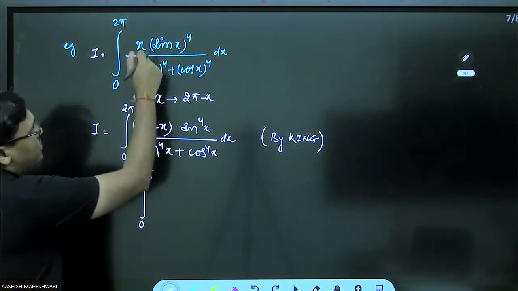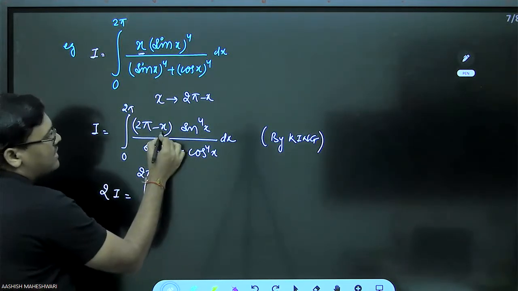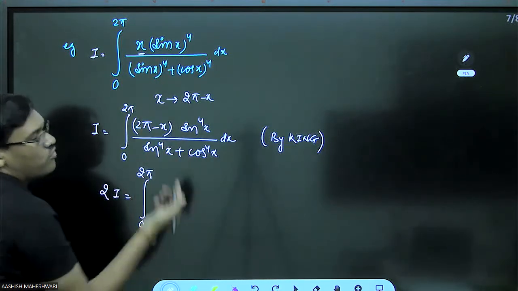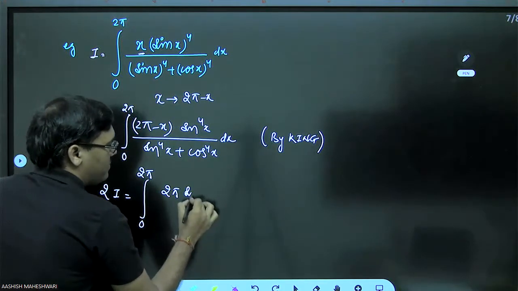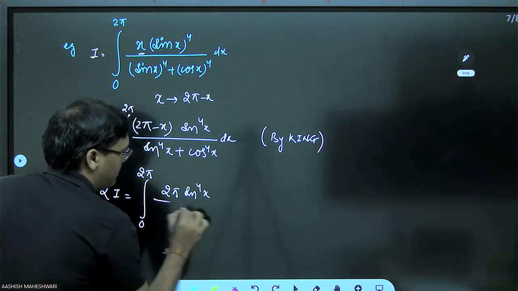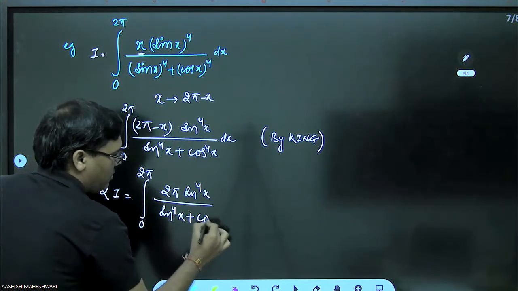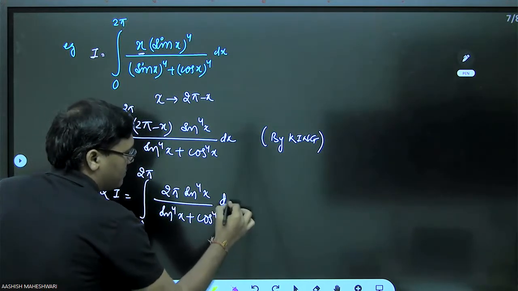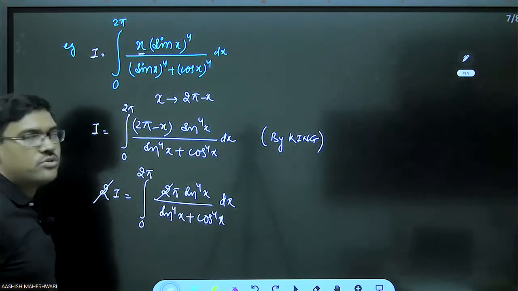If I add these two, you can see the denominator is the same. The x sin x raised to 4 will be cancelled. You can just check this calculation. This is 2 pi sin x raised to 4 divided by sin x raised to 4 plus cos x raised to 4 dx. So this 2 is also cancelled.